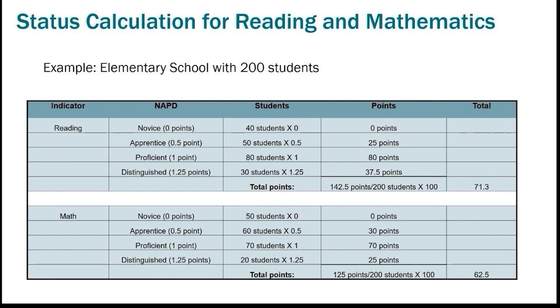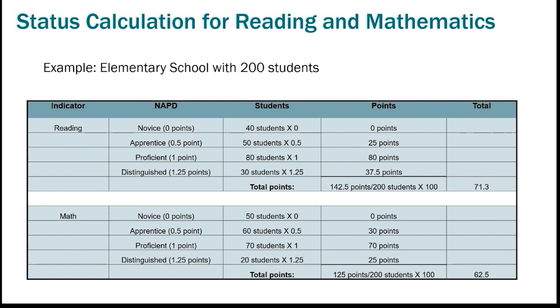We would multiply each of those totals by the number of points for that performance level to get a total number of points. So 40 students times 0 for novice points is 0 points. 50 students times 0.5 points for apprentice is 25 points. 80 students times 1 point for proficient is 80 points. And 30 students times 1.25 points for distinguished is 37.5 points.